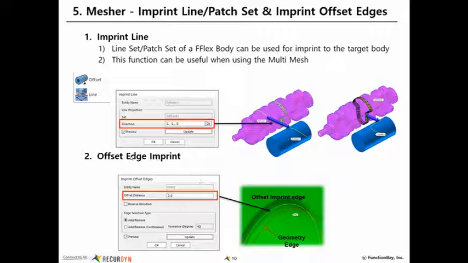Similar with the offset edge imprint, we've had this ability to imprint these lines, imprint these edges, but now you can not only have the original edge, you can also offset that and use that as an imprint as well.